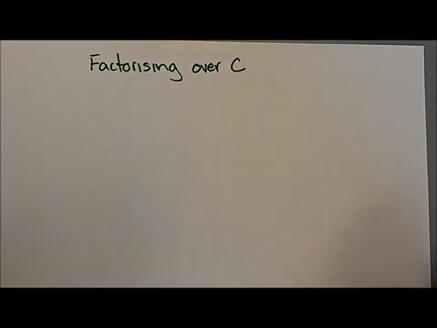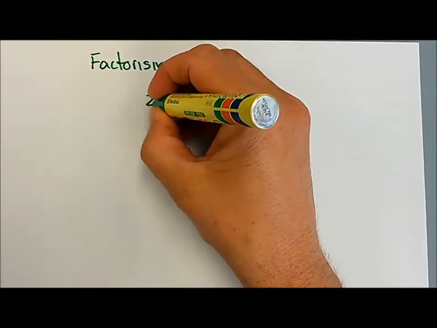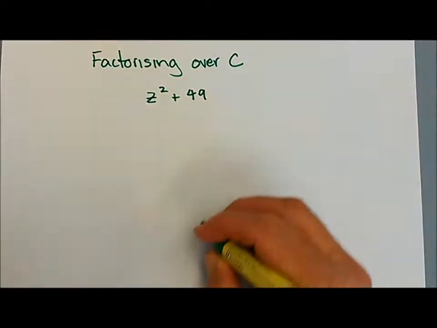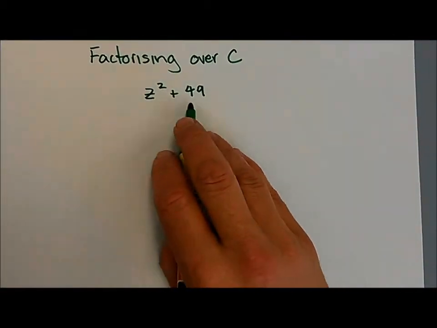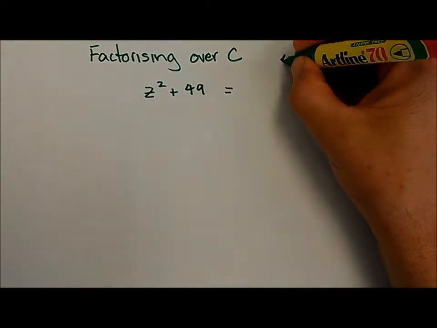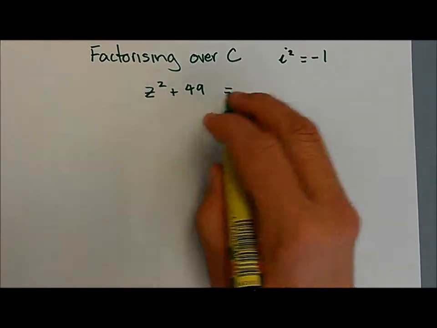Okay, factorising a complex expression over C. I'll start off with a nice easy one, something like z squared plus 49. We can't factorise that over the real numbers, it's not a difference of squares. What I'll do instead is use the fact that i squared is equal to negative 1, and then I'll be able to make a difference of squares.